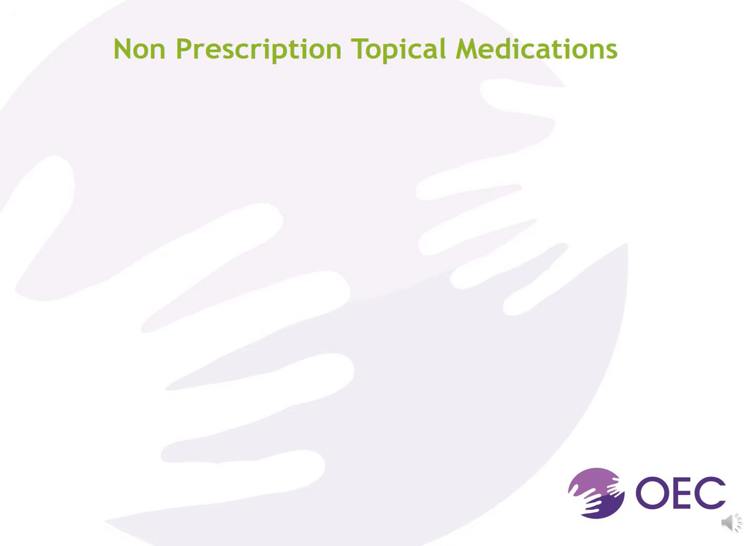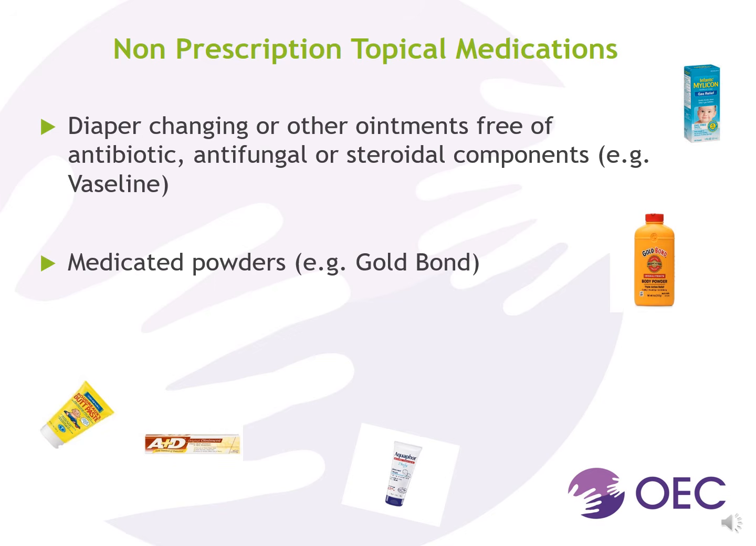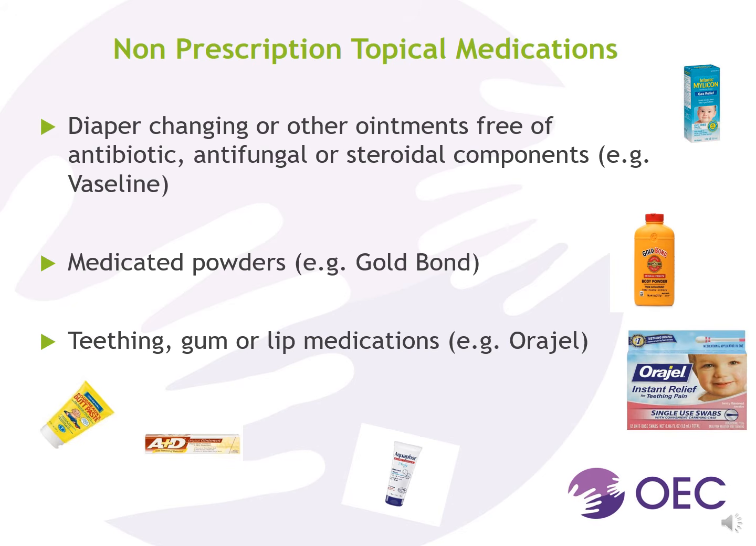The most common types of medications that are used in child care programs are non-prescription topical medications. Examples of non-prescription topical medications are diaper-changing ointments free of antibiotics, antifungal and steroidal components, medicated powders and teething, gum, and lip medications.